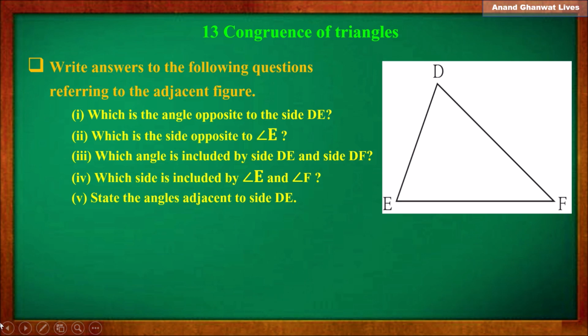First question, which is the angle opposite to side DE? Side DE is here. Can you answer which is the opposite angle of side DE? Yes, angle F. So angle F is the opposite angle of side DE. Next question, which is the side opposite to angle E? Angle E is here, and the side opposite to that angle is segment DF. So segment DF is the answer.